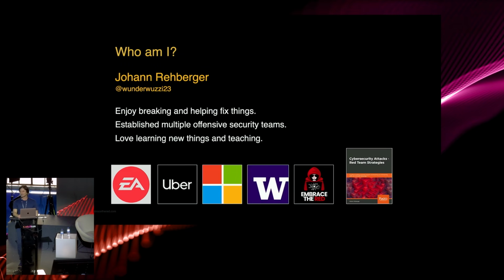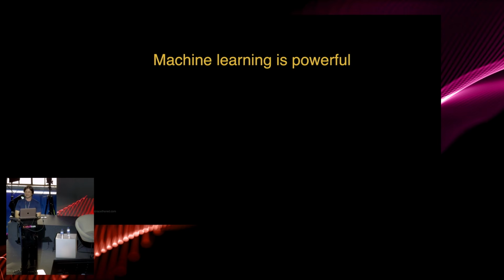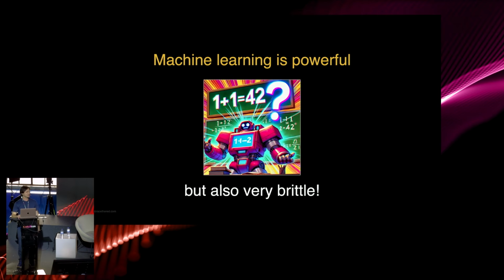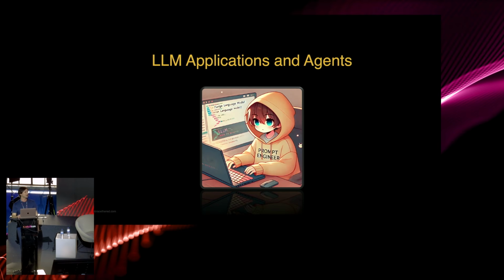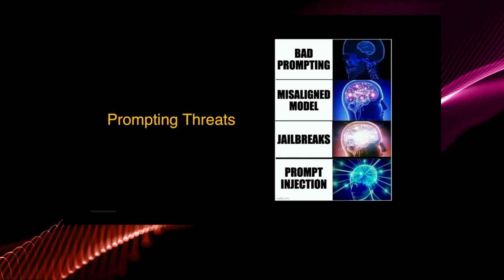As said, my name is Johann, and I'm a red team director at Electronic Arts. I've built a couple of red teams in my career, and I just really enjoy hacking and breaking things and trying to make them better and fix them. But we really want to talk about machine learning. We've seen over the last decade that machine learning is really powerful. But it is also very brittle, so it makes very simple mistakes. That is especially true if there's an adversary in the loop. And that applies to LLM applications and agents as well.